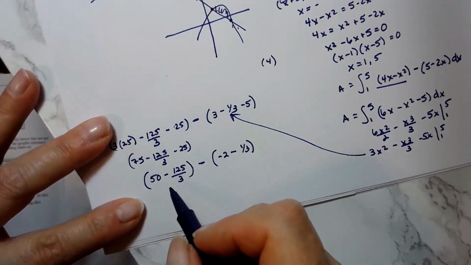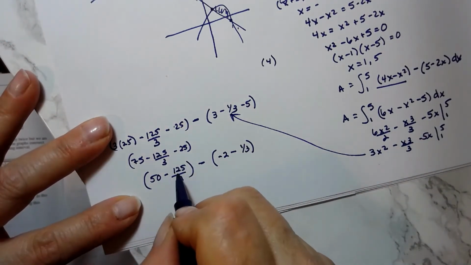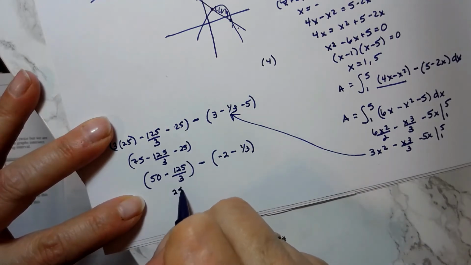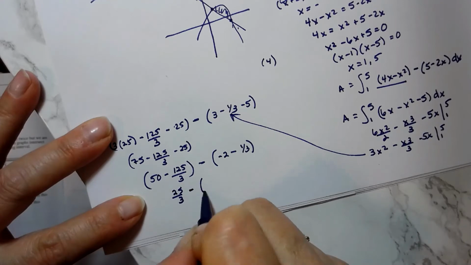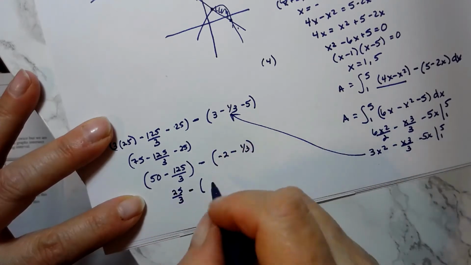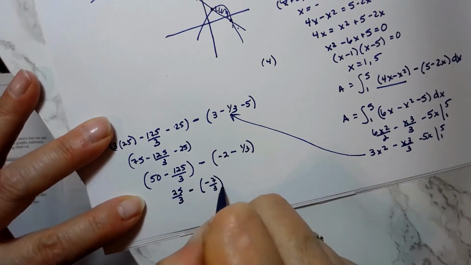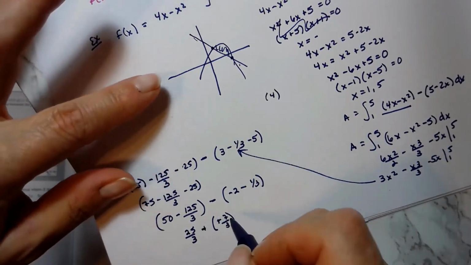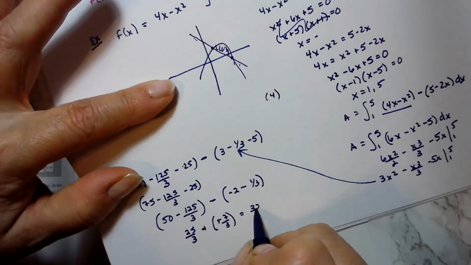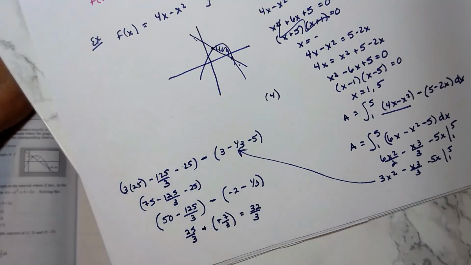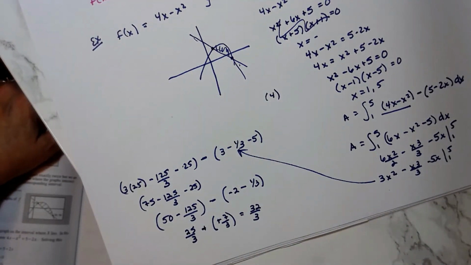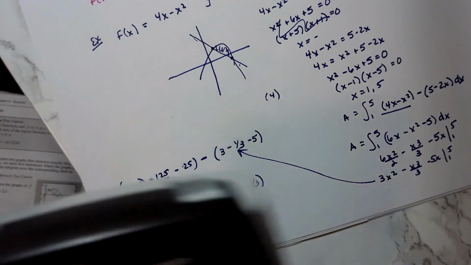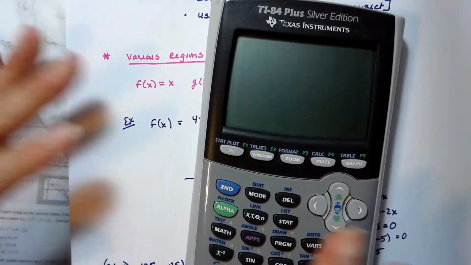So I'm going to have 150 minus 125 over 3, which is going to be 25 thirds, minus, now here I'm going to have negative 6 minus 1 is negative 7 thirds. And that's going to become a plus. I'm going to check my answer here. 25 and 7 is 32 thirds, and that's the answer. Whew. So I did it a little bit messily, sloppily, sorry.